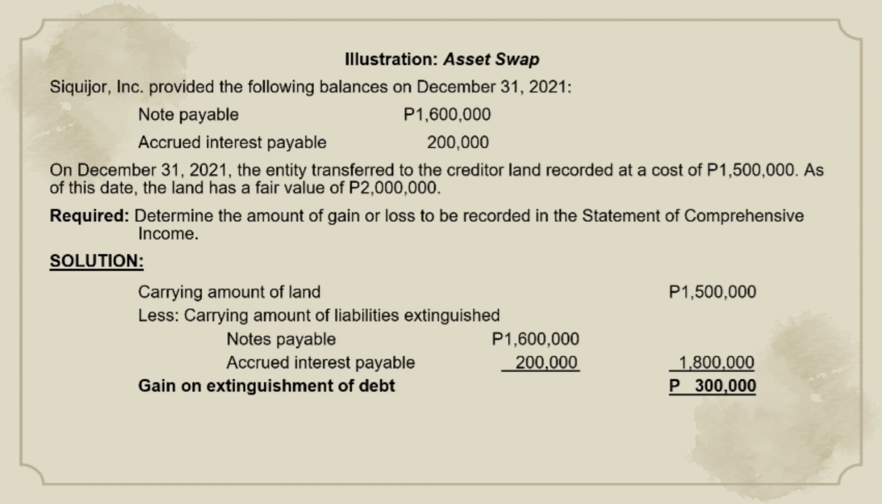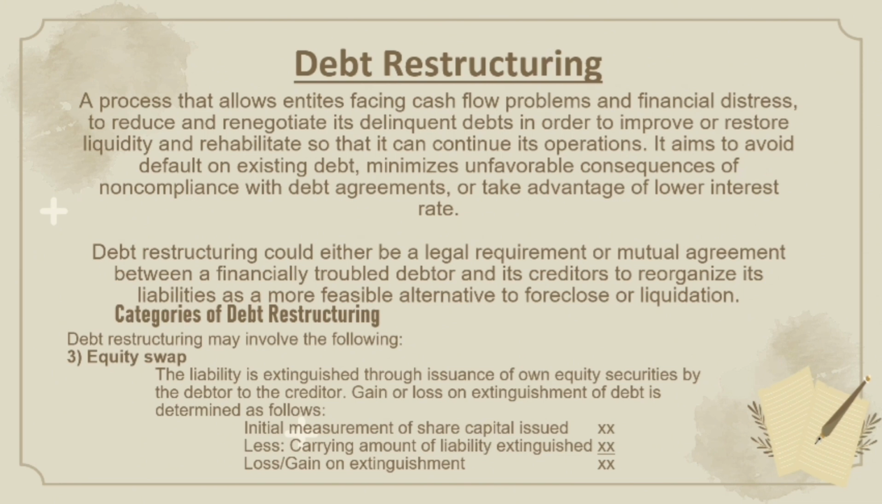Determine the amount of gain or loss to be recorded in the statement of comprehensive income. So we have here the solution. Carrying amount of land 1,500,000 less the carrying amount of liabilities extinguished. We have the notes payable of 1,600,000 and accrued interest payable of 200,000, which will be equal to 1,800,000. So the gain on extinguishment of debt is 300,000. The third category of debt restructuring is equity swap.